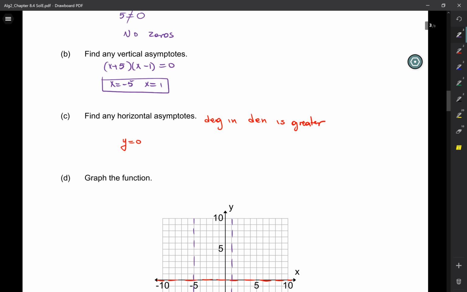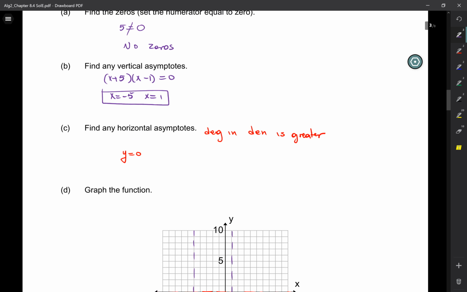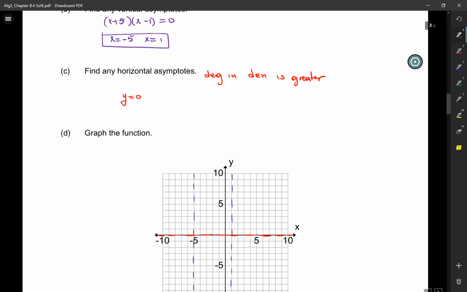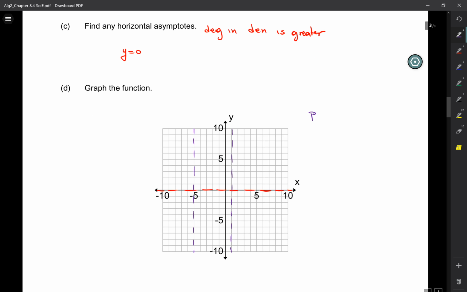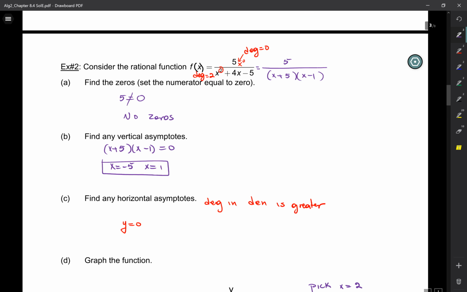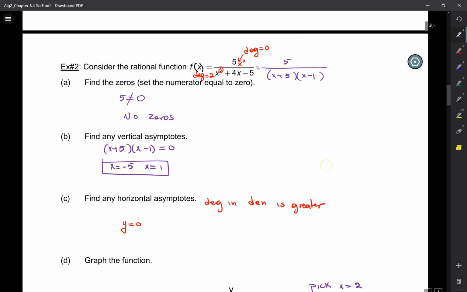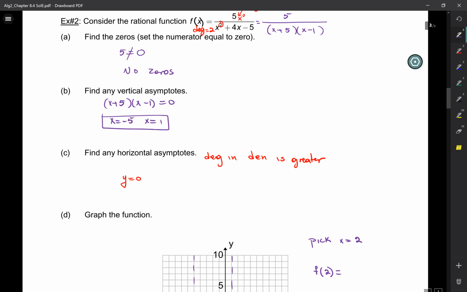So now, what I need is one representative point. So, pick an x value. Okay, x equal, well, not a horizontal asymptote. Pick an x value that is not a horizontal asymptote. Okay, x equals 2. Now, what's f of 2? What's the y value at x equals 2? You can plug it in either this one or the factored form. It's much easier to plug it into the factored form. So what I get is 5 over 7 times 1.